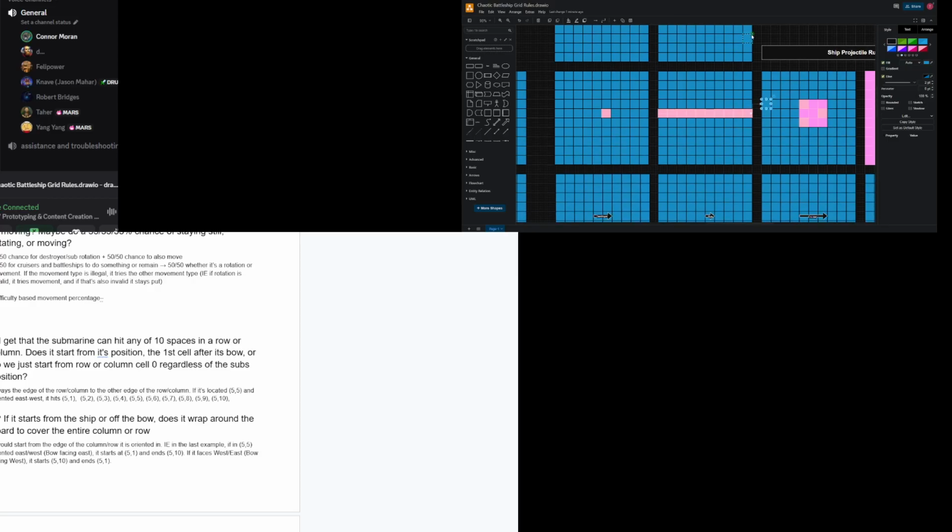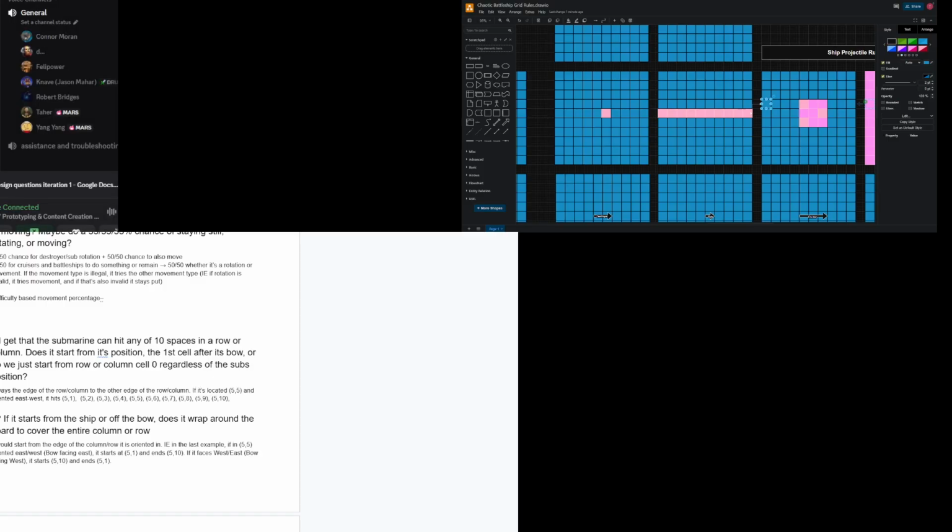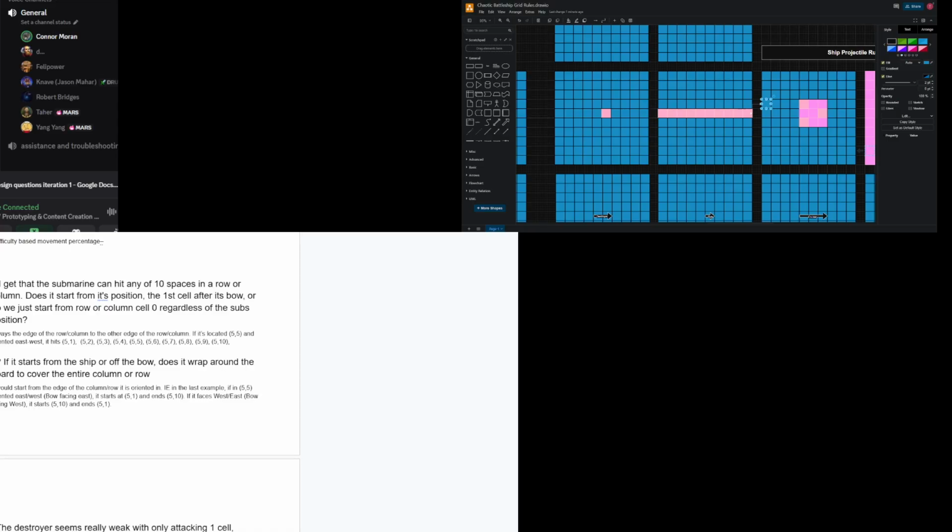All right, so that's the submarine. Let me change it back. If it starts from the ship or off the bow, does it wrap? Oh, that's the same submarine question. I think I just answered that. If you have a submarine at 5-5 and it's faced left to right, it'll start from 5-1 and go to 5-10. And if it's facing right to left, or east to west, it starts from 5-10 and ends at 5-1.